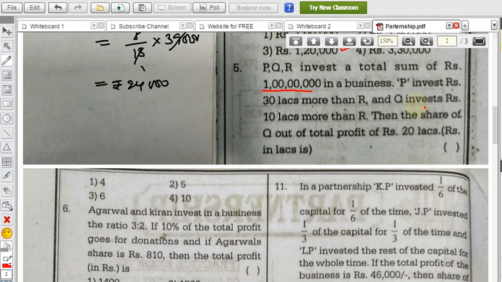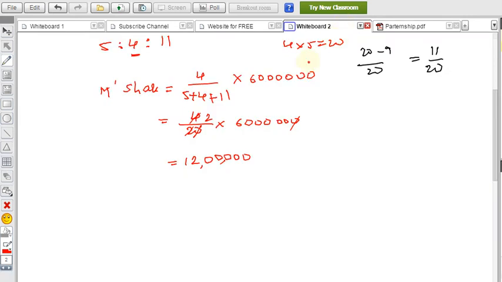And Q's investment is 10 lakhs more than R. Then the share of Q out of the total profit is 20 lakhs. So we can separate this. 50, 30, 20 we will take. Let's take the whiteboard.